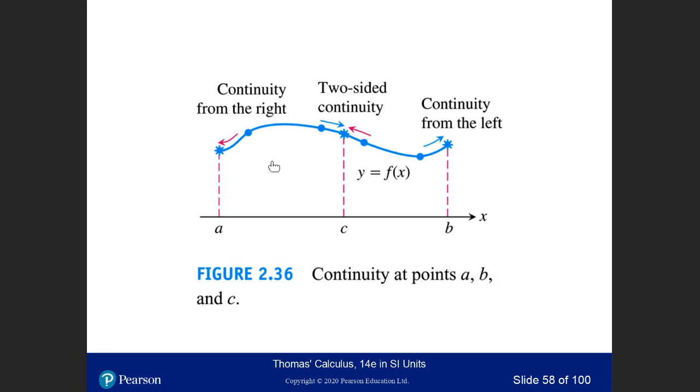Okay. Now let's look at endpoints at A. Now there's a right-hand limit. As you approach A from the right-hand side, there's a right-hand limit, and it's equal to the value of the function. So it's right continuous at A. Now if you look at B, as you approach from the left-hand side, it's left continuous because the limit exists and it's equal to the value of the function.